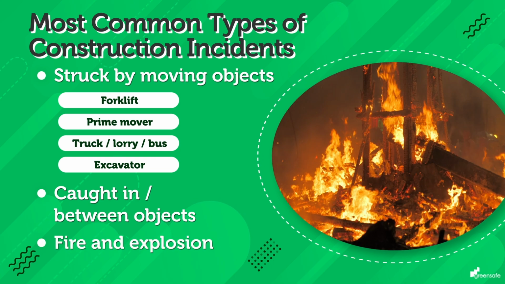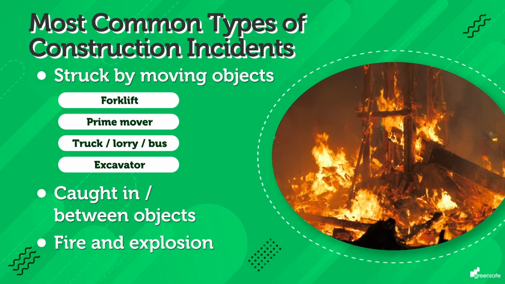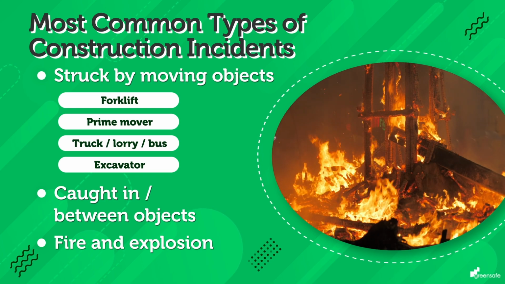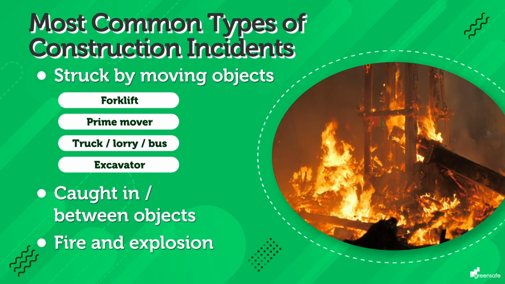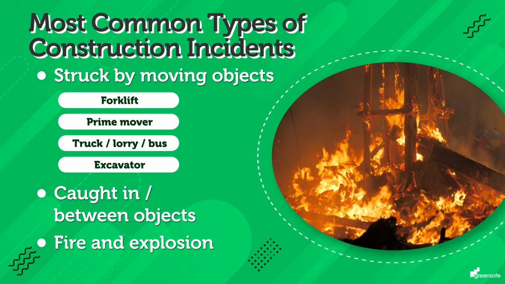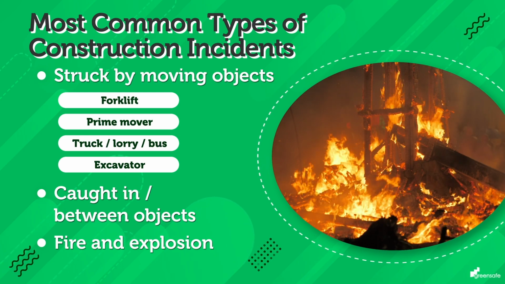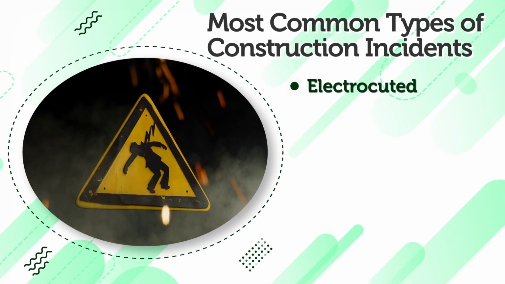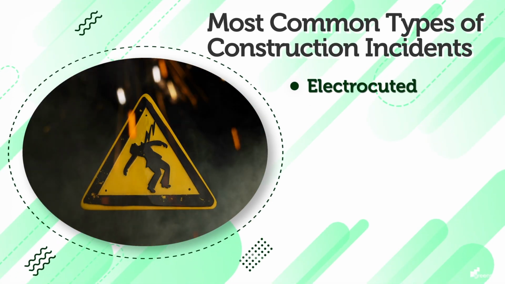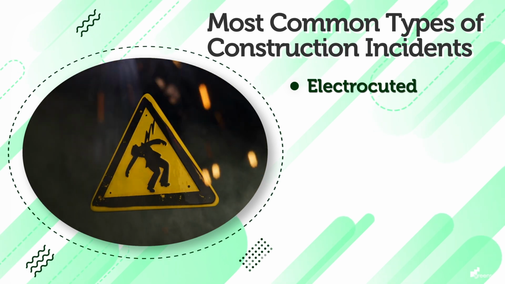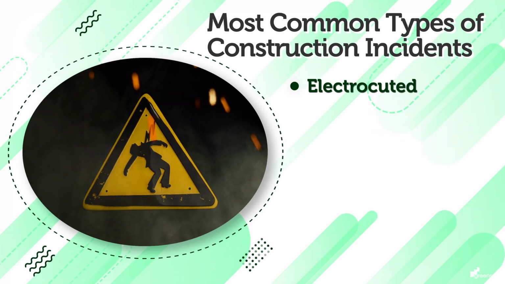Fires and explosions tend to break out easily on construction sites if special care is not taken to prevent them. Regardless of whether anyone gets injured due to the fire or explosion, it is still counted as a serious construction incident. Moreover, workers can also be electrocuted. If the intensity of the shock is high, medical attention may well be required immediately.